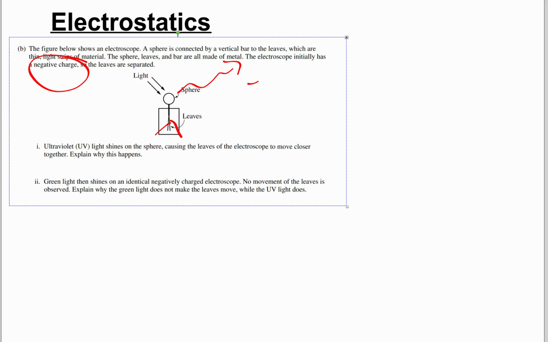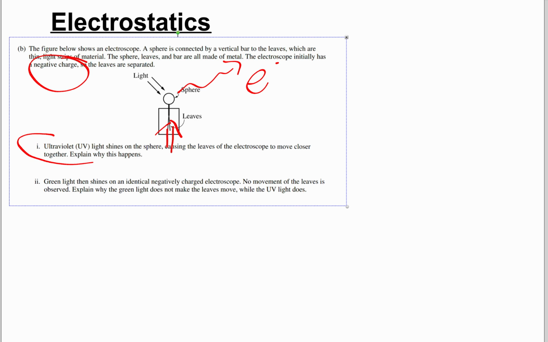The electrons are leaving, which causes the leaves of the electroscope to move closer together. What happens is the ultraviolet light causes the electrons to leave, so it's going to become less negative or more neutral. A neutral electroscope is going to see the leaves going closer together.